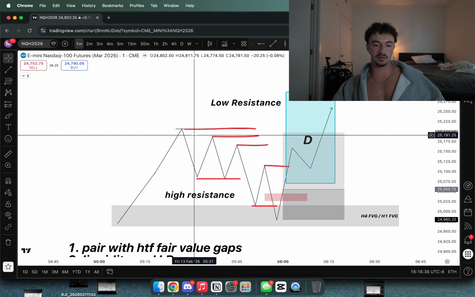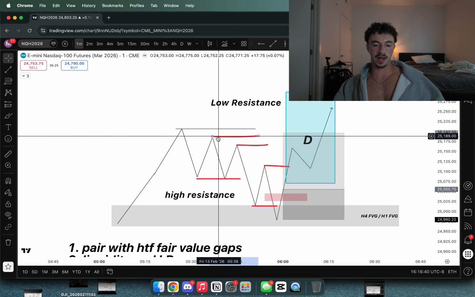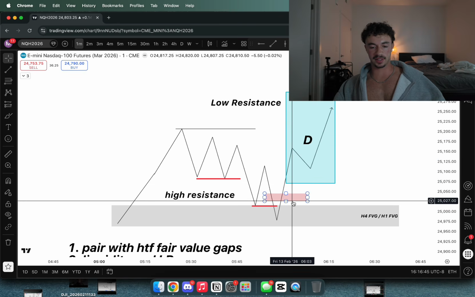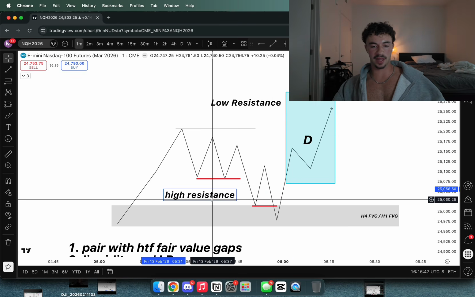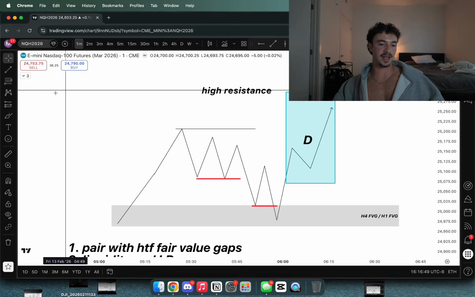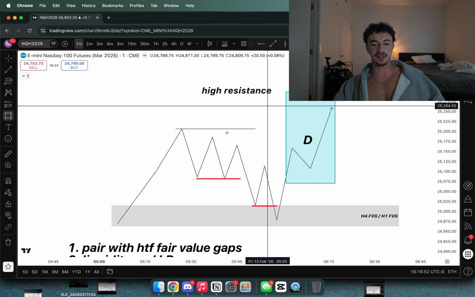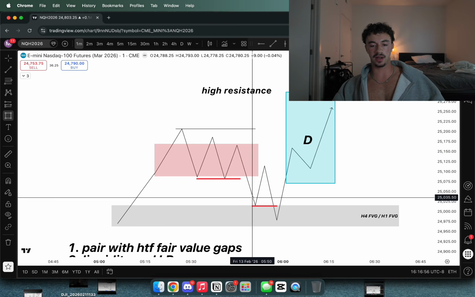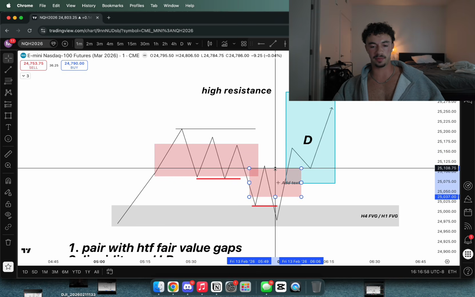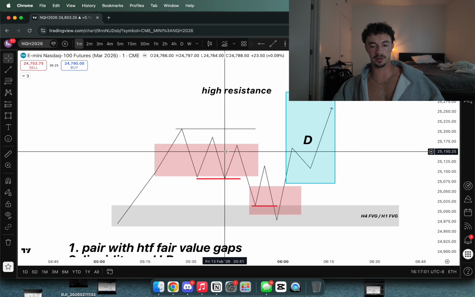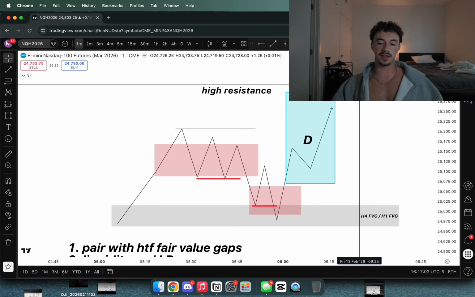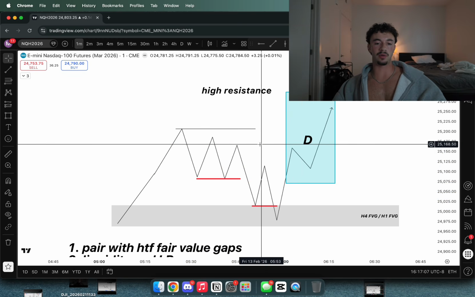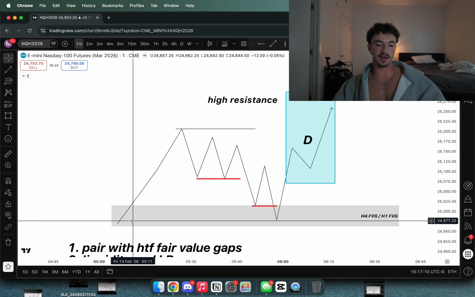Now I'm going to go into high resistance in this scenario. So once again, to break this down, we're now going to go over high resistance. And keep in mind, this is still an AMD model. This is still an accumulation, manipulation, distribution. This is all it is, all right? So what do I mean by high resistance? I'm going to go over that right now.